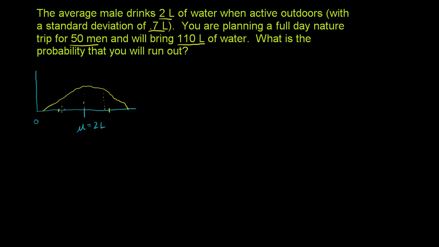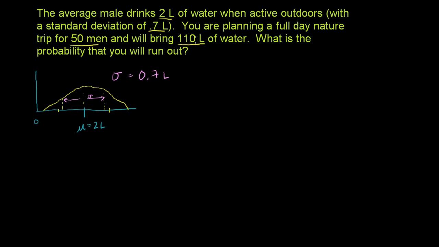If you go above it, it'll be about that far, and if you go below it, about that far. So let me draw this. That right there is the standard deviation to the right, and that's the standard deviation to the left. We know that the standard deviation is equal to 0.7 liters. So that's the actual distribution of how much water the average man needs when active.